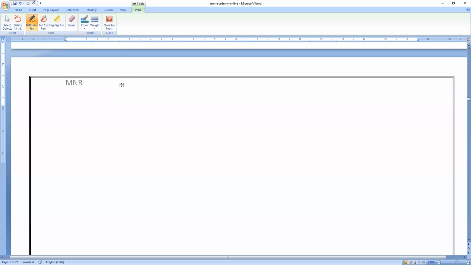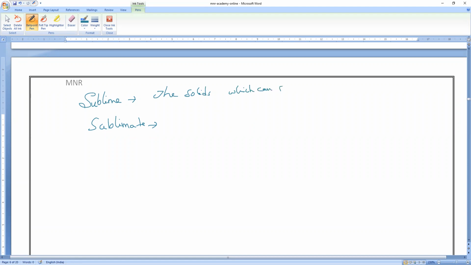For example, all of you remember now, two words I will use. One is sublime, another one is sublimate. What is that? One is sublime, another one is what? Sublimate. Okay, right. The solids which can show the sublimation are called what? Everybody, sublime. We used to call it as sublime.